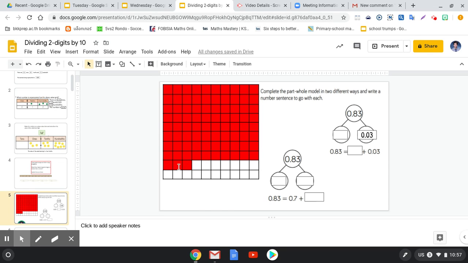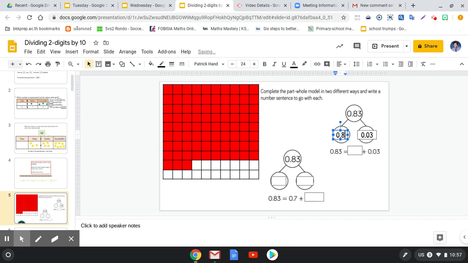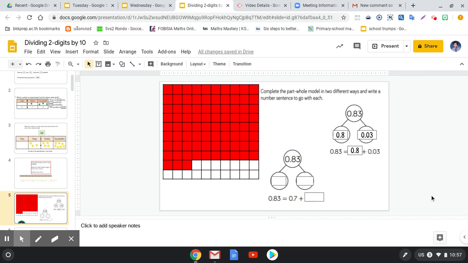Now these three squares here are 3 hundredths. And then what is left is 8 rows. So I know the 0.8 goes together with 0.03 to make a 0.83. So just write that again. 0.83 is the same thing as 0.8 plus 0.03.